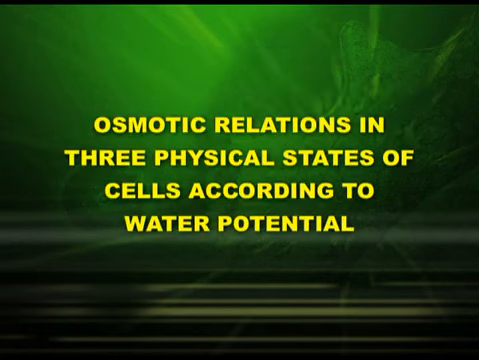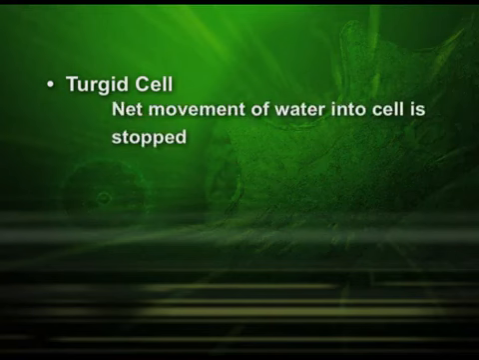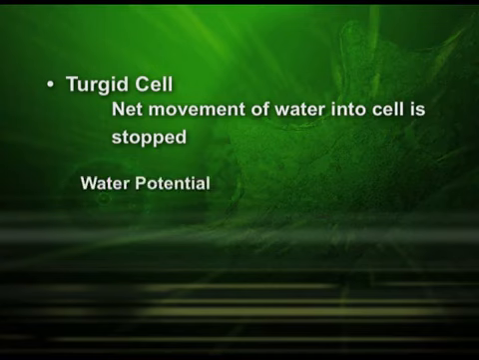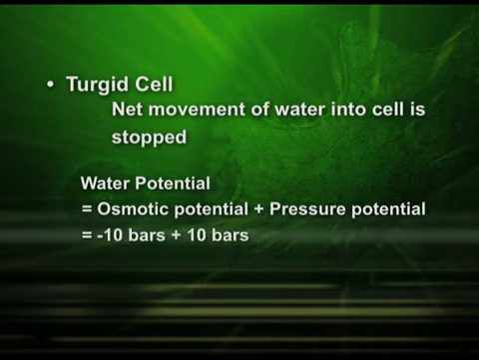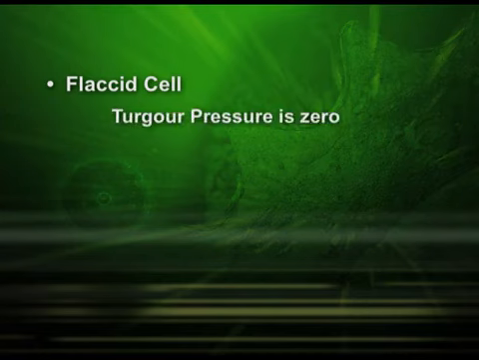Now, let us see the osmotic relations in three physical states of cells according to water potential. Let us first see the case of a turgid cell, where the net movement of water into the cell is stopped, and the water potential is equal to osmotic potential plus pressure potential. That is equal to minus 10 bars plus 10 bars, which equals 0 bars. But in the case of a flaccid cell, turgor pressure is 0.